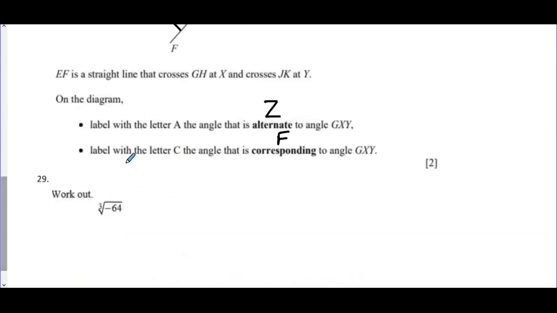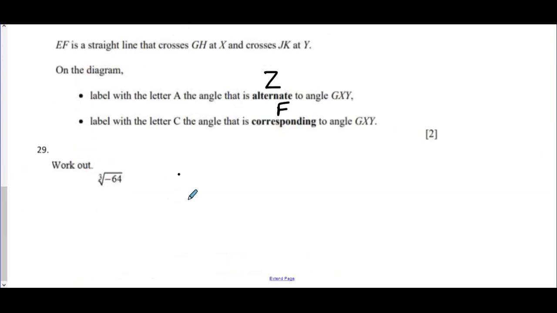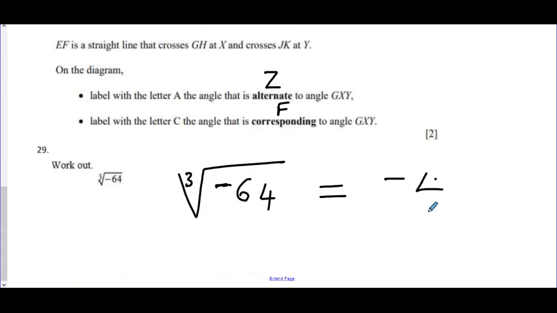Keep going, label with the letter C the angle that is corresponding to angle J. All right, cube root, work out the cube root of -64. Cube root means, is there any number that you can multiply by itself 3 times, and then you end up getting -64? That number will be -4.